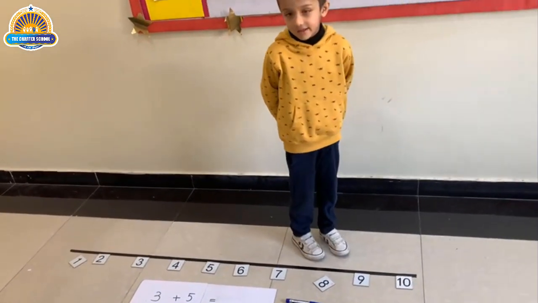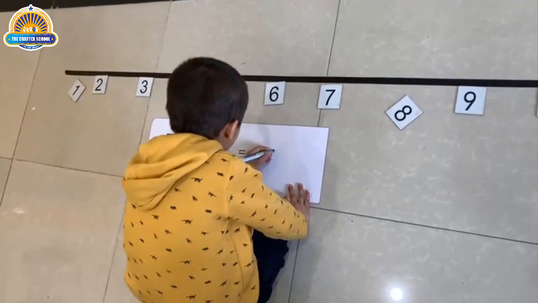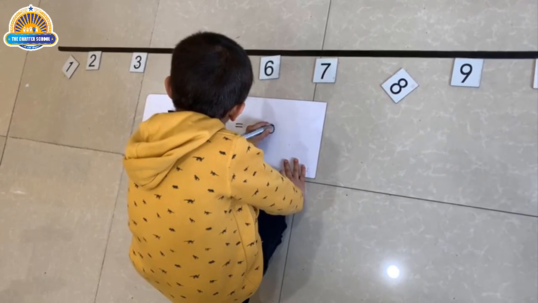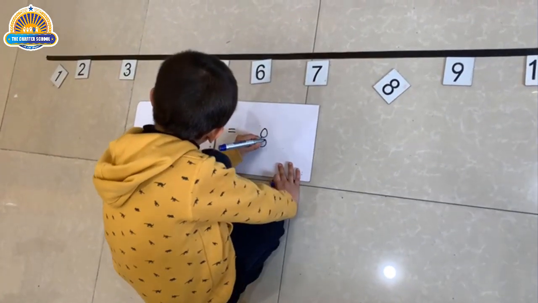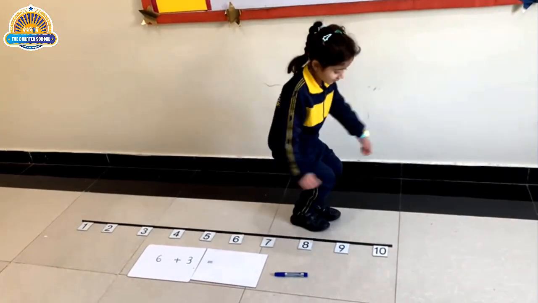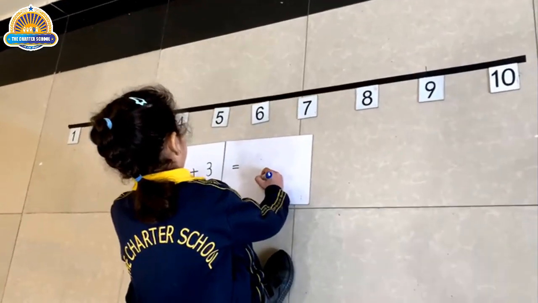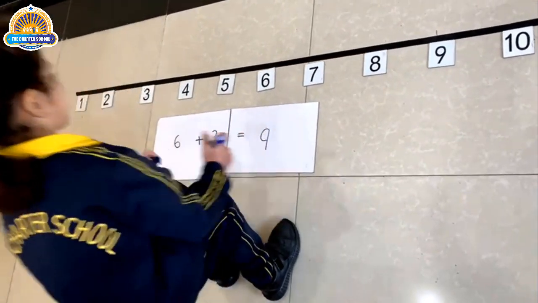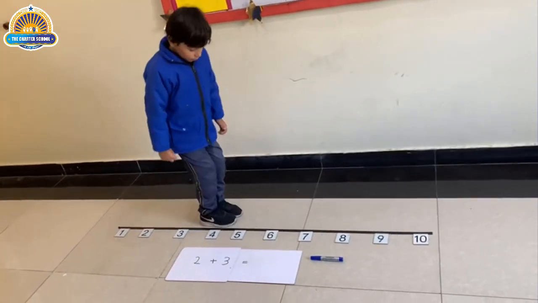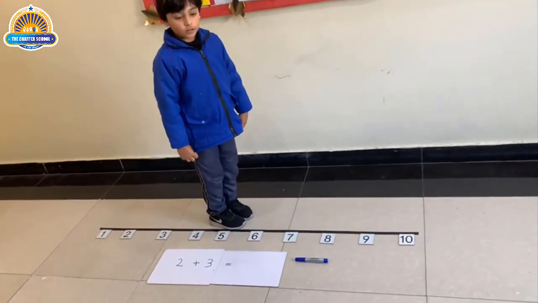3, 4, 5. So what's the answer? 8. 3 plus 5 is? Good job. 2, 3. What's the answer? 6 plus 3 equals to 9. 1, 2, 3. So what's the answer, Shavis?